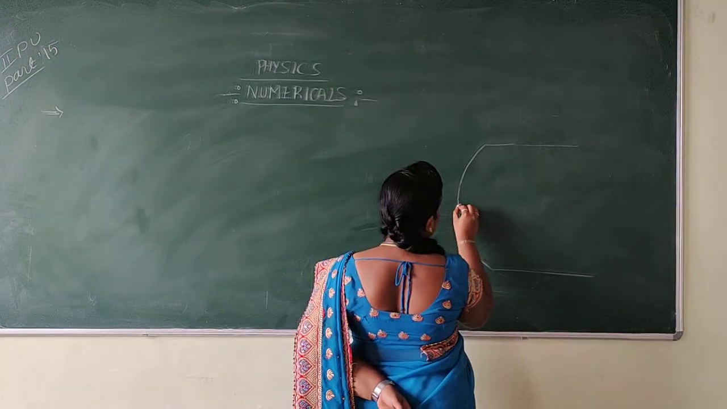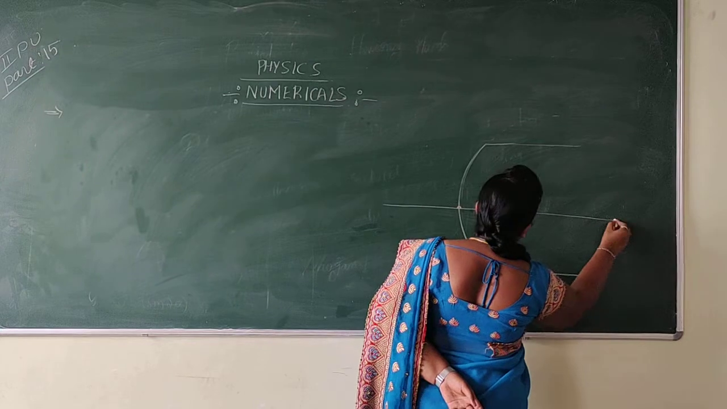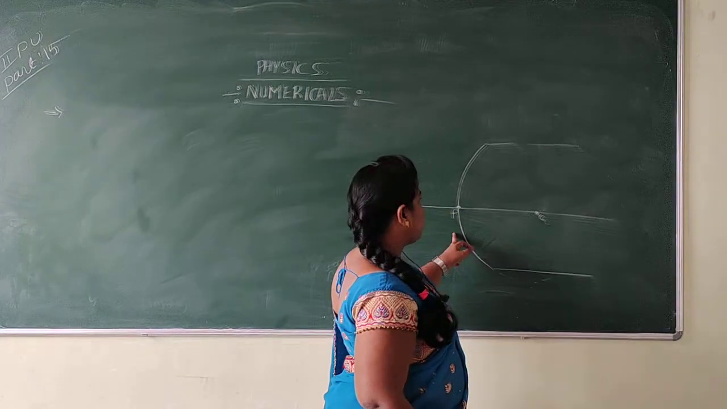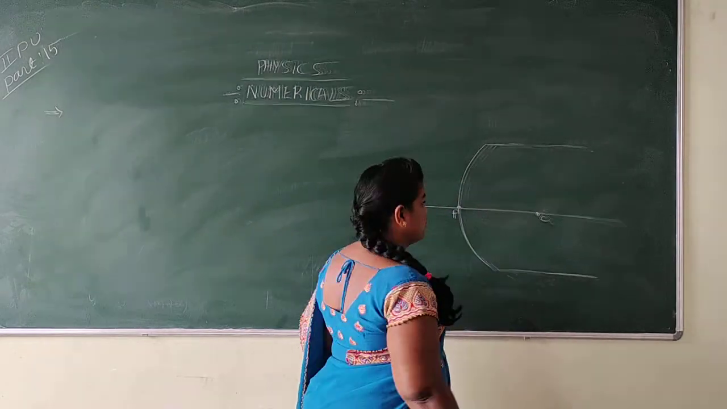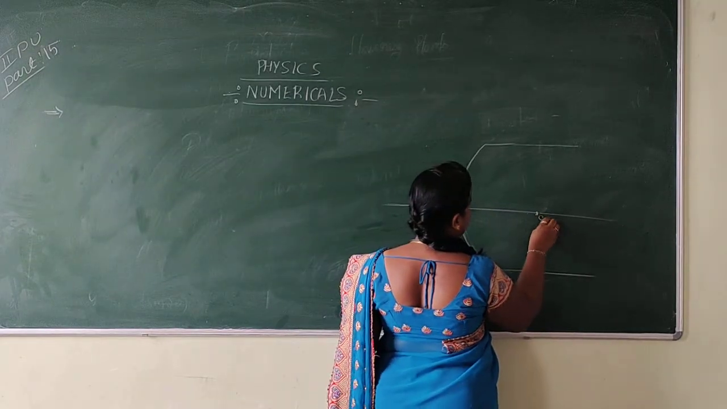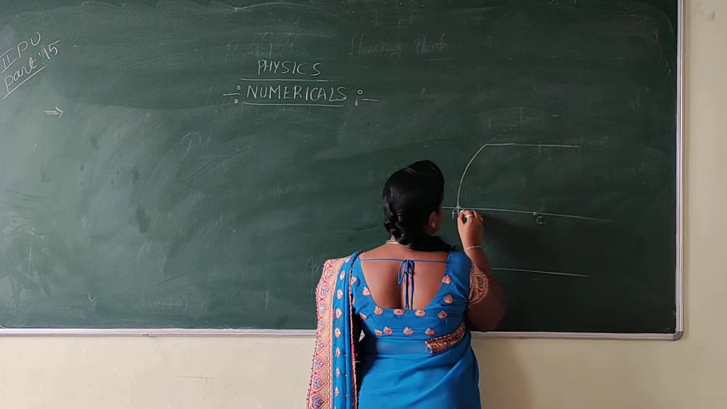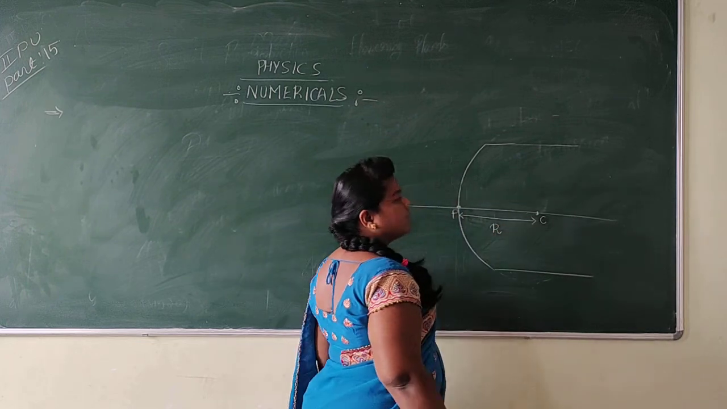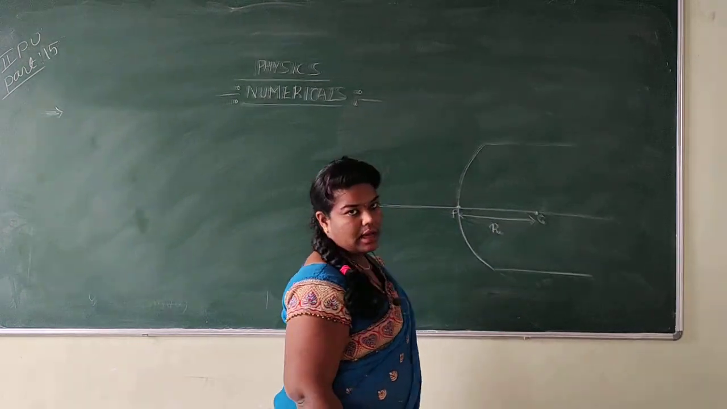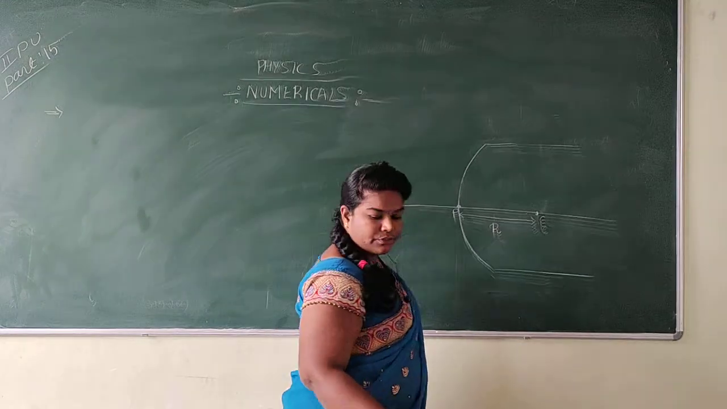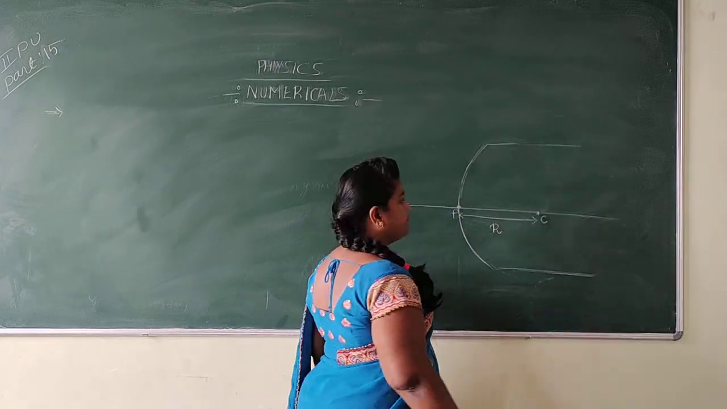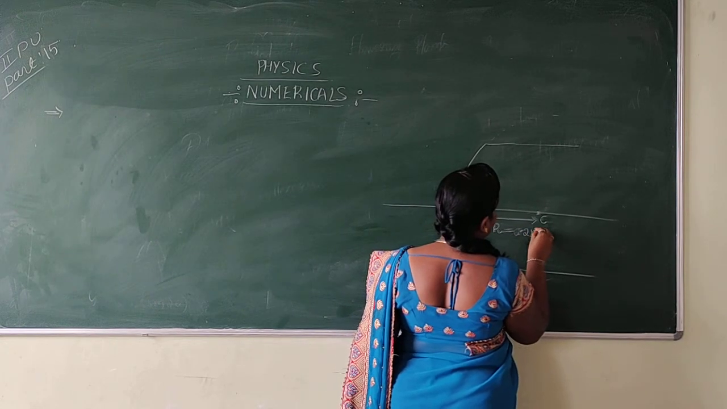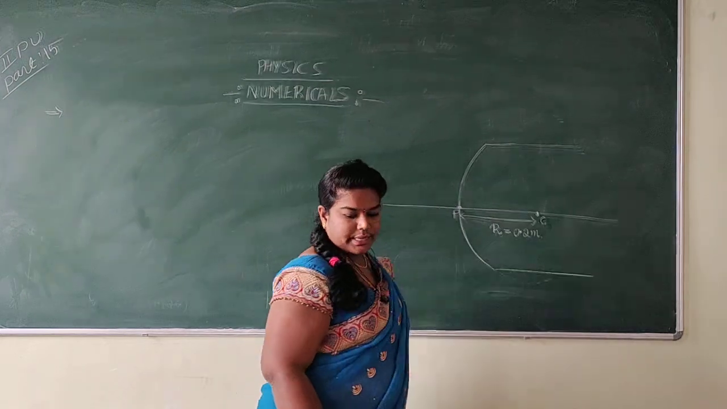The radius of curvature of this convex surface is, so this is the pole. Pole is the midpoint of the aperture, whereas this is the center of curvature. See, dear students, the distance between the pole and the center of curvature is considered as the radius of curvature, capital R. What have they given? The radius of curvature is 0.2 meter. Let us write it as 0.2 meter. Yes. Now next, it was continued.